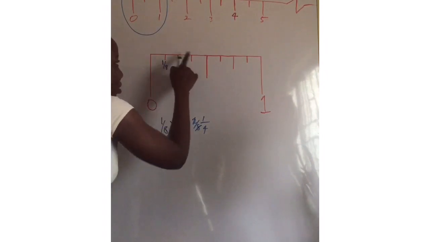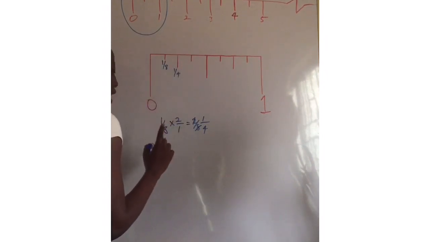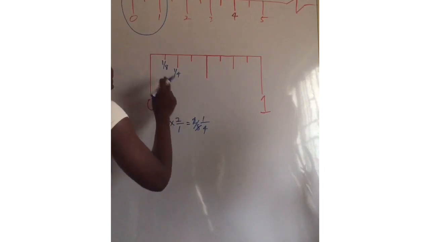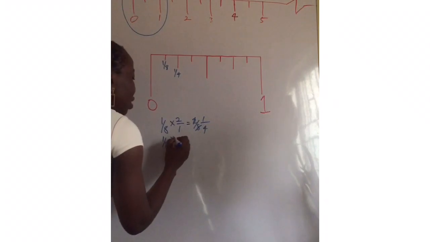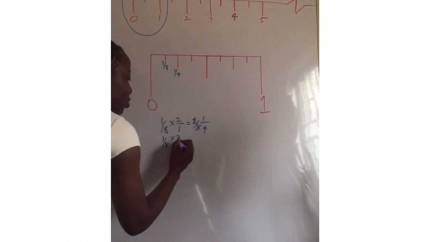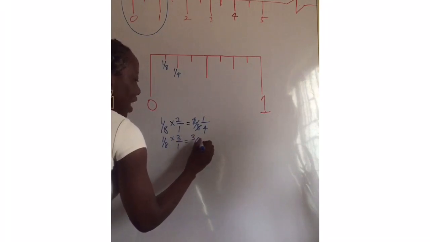The same thing applies to the next stroke. Remember, each division is 1/8. So 1/8 times 1, 2, 3. This is the third one. So times 3. Make it a fraction as well, 3/1. So you have 3/8.